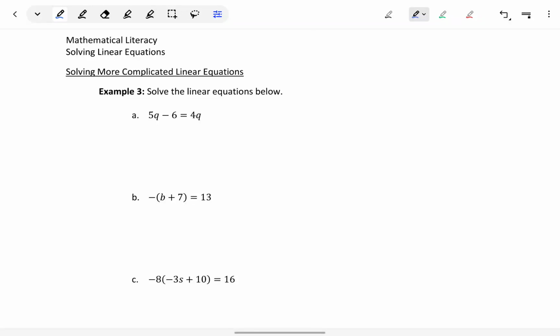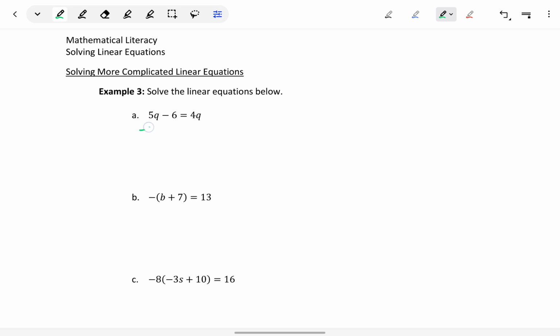The next few examples are just more complicated versions of applying that same general strategy for solving equations that we talked about in example 2. We just want to look at problems that have more steps or different steps involved. In example 3, part A, we have 5q minus 6 is equal to 4q.